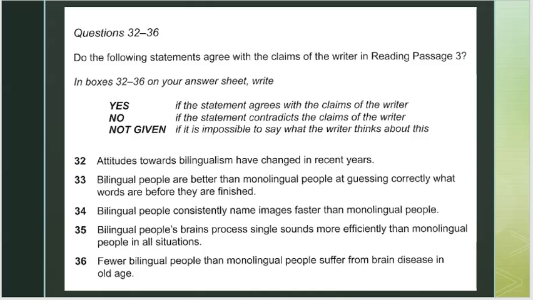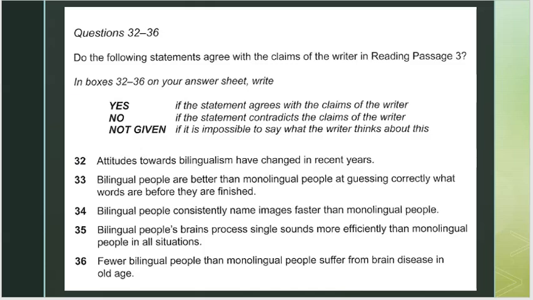So as you can see, this is how the yes or no or not given must be identified. They clearly give you that yes indicates that the statement agrees with the claim of the writer, that means the writer is agreeing to that given statement. No indicates that the statement contradicts the claims of the writer, that means the writer is disagreeing to that, he is giving another opinion.